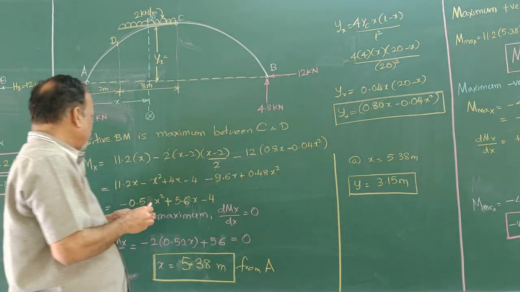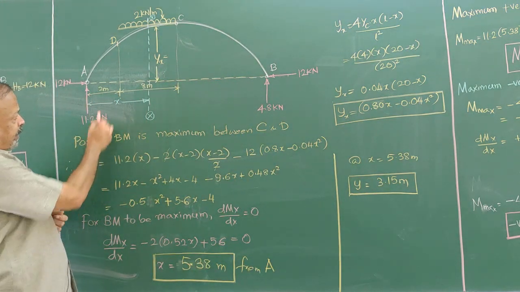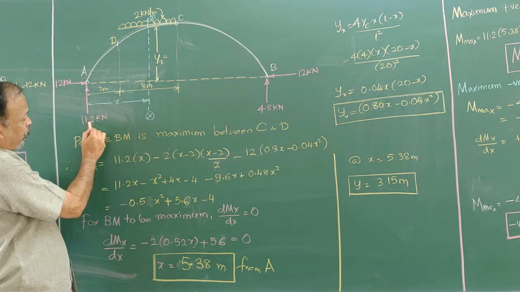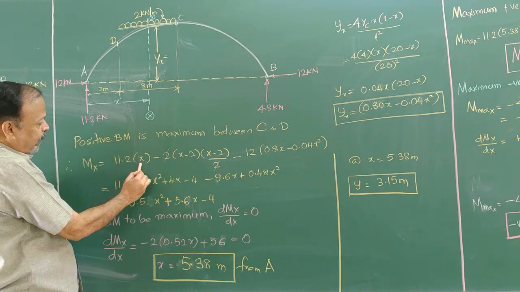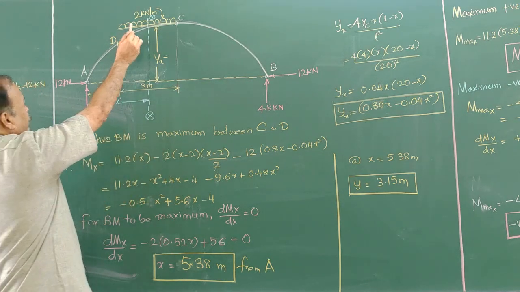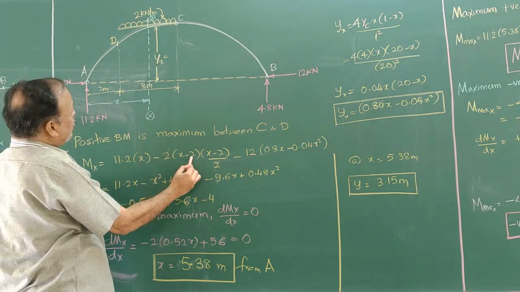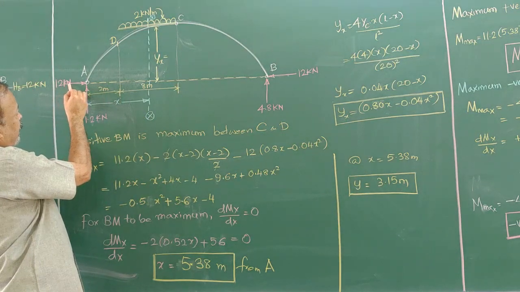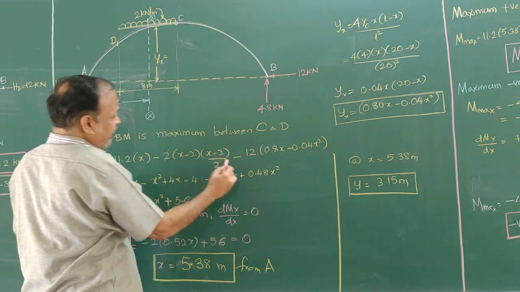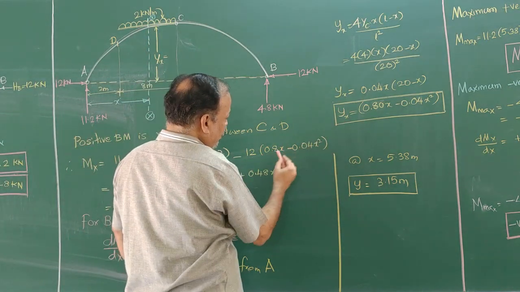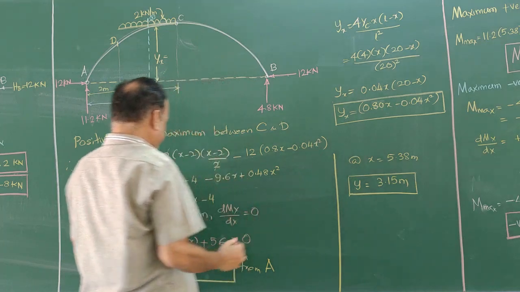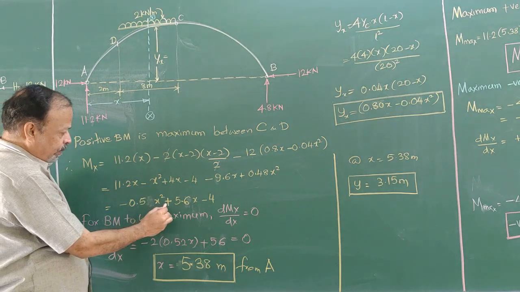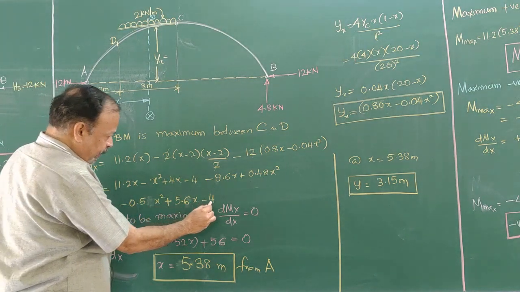So yx will be equal to 0.8x minus 0.04 x square. Let us now write the equation for bending moment at any section at distance x from A. The bending moment due to reaction will be 11.2 into x, minus the moment due to this UDL, 2 into (x minus 2) into (x minus 2) divided by 2. Then the bending moment due to the horizontal thrust will be 12 into yx, so that yx will be equal to 0.8x minus 0.04 x square. On simplification we have Mx equal to minus 0.5 x square plus 5.6x minus 4.